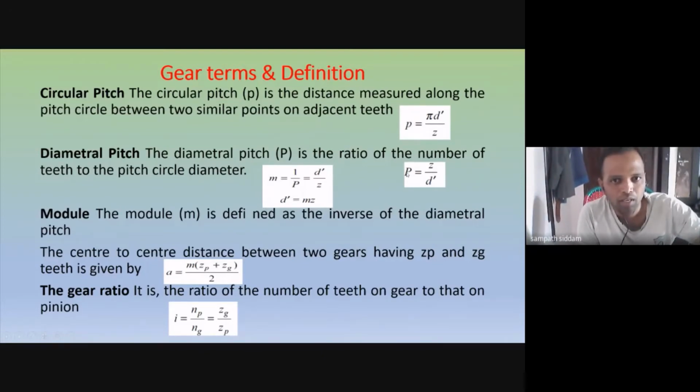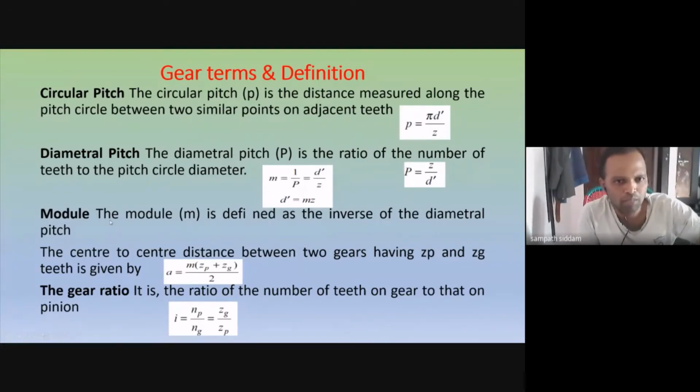Okay. And next, module is the reciprocal or inverse of the diametrical pitch. If the diametrical pitch P is known, then the module can be found. Module is 1/P, so it is D'/Z. Sometimes if the module is given, the pitch circle diameter is to be calculated, and you can use the relation D' = M × Z. That is about the module.